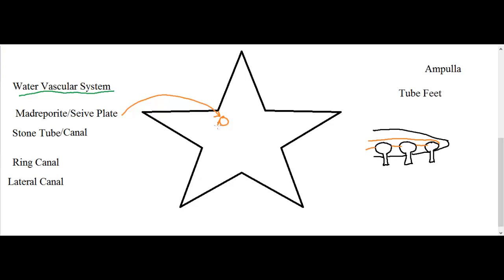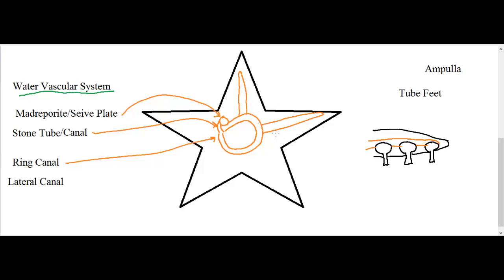It is going to be connected to the rest of the water vascular system by a tube, which is called the stone tube or stone canal. The stone canal connects inside of the central disc to a ring-like structure, part of the water vascular system. This is called the ring canal. And branching off of the ring canal, we are going to have the lateral canals. Each arm will have a lateral canal which runs its length.